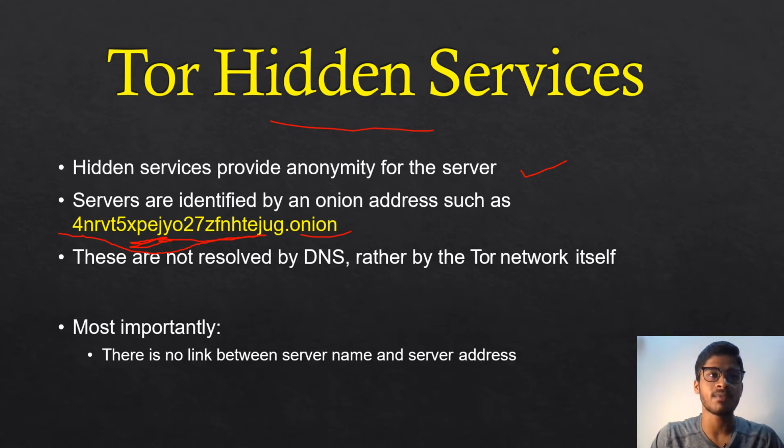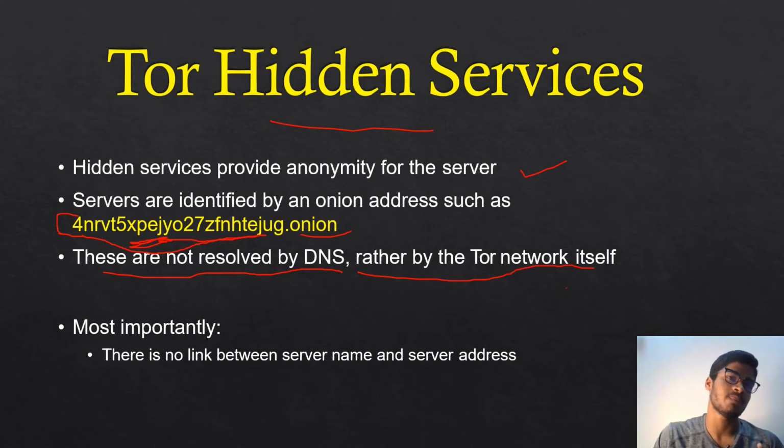Also, names like google.com are not valid here. Here it will be encoded to some text like 4nrb5xp, including numbers and all. These are not resolved by the domain name server, rather by the Tor network itself. Okay, this is to be understood by you. Any website which you see on the surface web, like google.com or unicode.in, is resolved by the domain name server. The domain name server points to an IP address, but these kinds of domains are resolved by the Tor network itself.